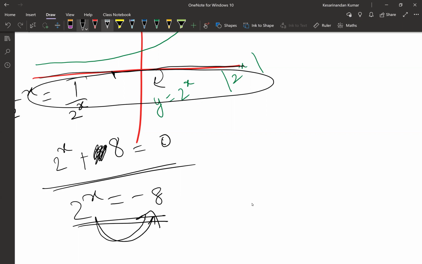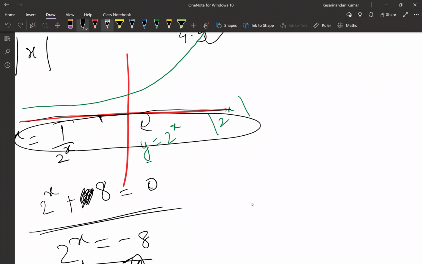That means it's modulus always. Yes, it is always modulus. That's what I said. y is equal to 2 raised to x is equal to modulus of 2 raised to x. It's like telling the same thing. It will never return any negative value. Never, for any value you put.